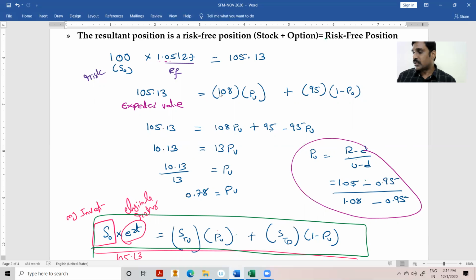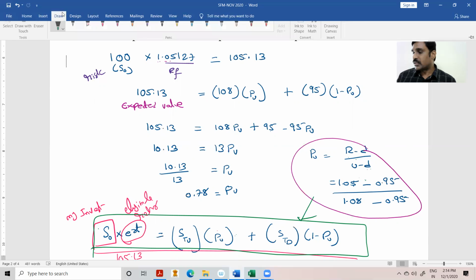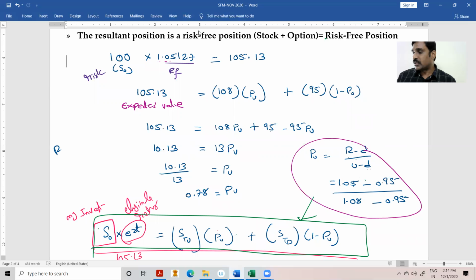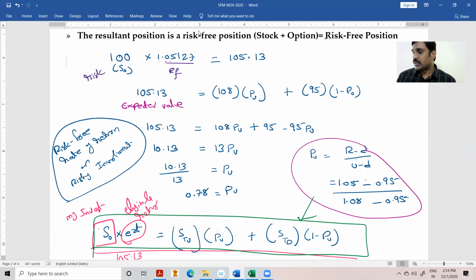Even if you are using this formula in the exam, know that the background for this formula is this only: my risky investment and the risk-free rate of return. Risk-free rate of return on a risky investment? This is the question you should ask. That question will arise only if you use this formula.